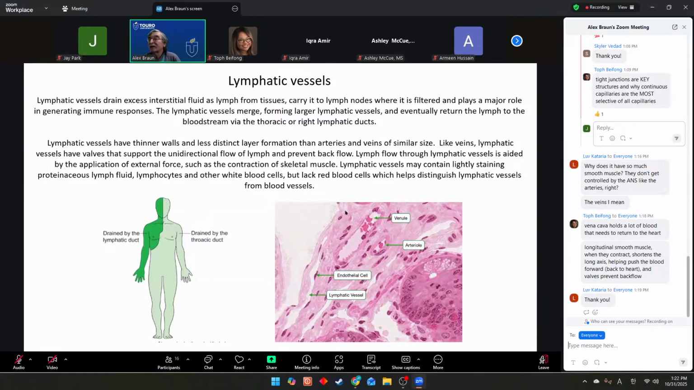How do we recognize the lymphatic in a tissue section? Well, here's a tissue section. I'm not sure from where. Here's a gland of some sort. Here's a small arterial vessel, which is an arteriole. Here's a small venous vessel, which is a venule.